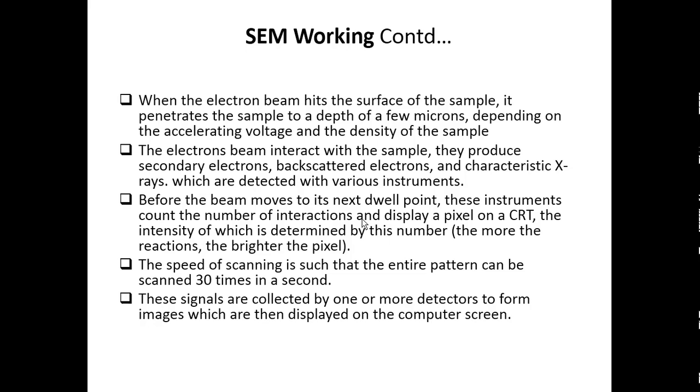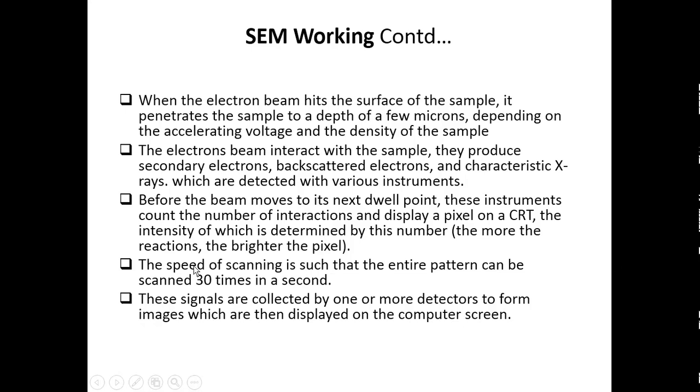These instruments count the number of interactions and display a pixel on a CRT, that is the raster screen available on the scanning electron microscope, the intensity of which is determined by this number. The more the reaction, the brighter the pixel. So it is actually available in the form of pixels, which are brighter if the reactions are more.